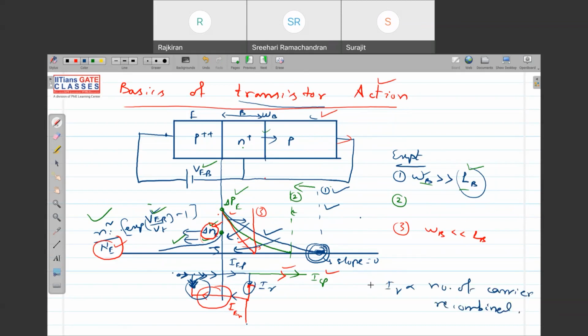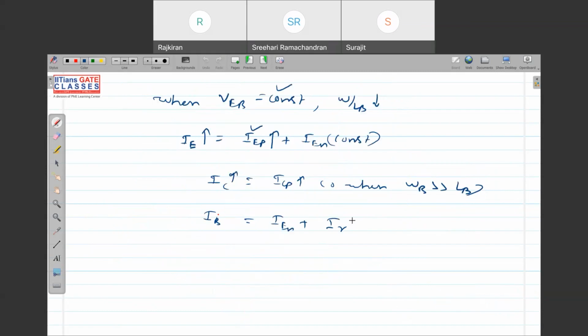If you see case 3, almost all holes are recombined. But in case 1, where the junction is very, very close, the recombination is very less. Recombination is proportional to the carrier concentration under this profile, so it is almost proportional to the area under this concentration profile, right or not? So what is happening if I go on decreasing this base width WB? What will happen to my IR?